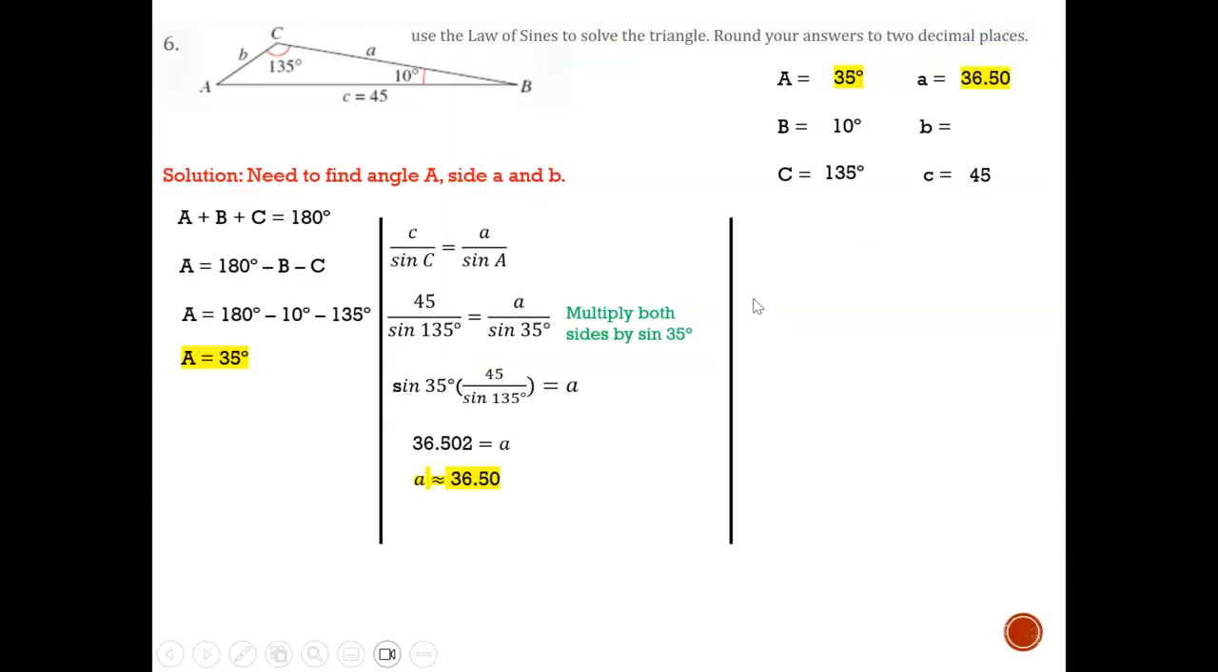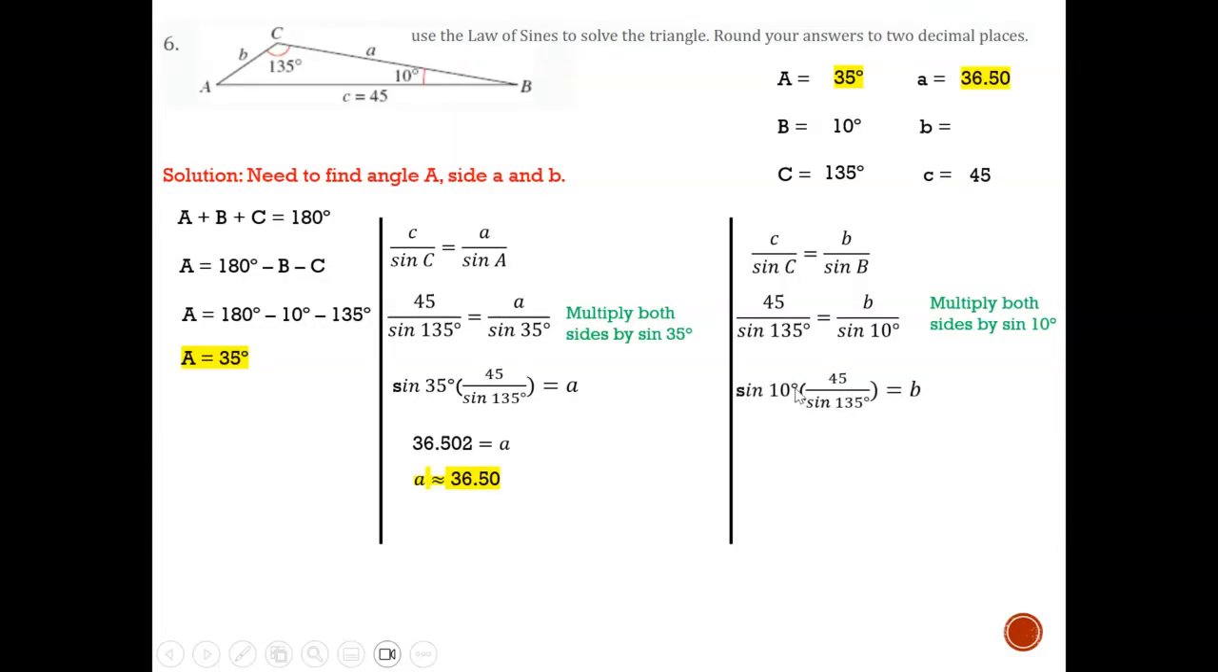Now let's find b. To find b, we're going to use the same original pair, which will be little c over sine of C equals little b over sine of B. Let's plug in all the values that are given. Now I'm going to multiply both sides by sine of 10 degrees. So sine of 10 degrees times 45 over sine of 135 degrees equals b. Enter this in the calculator, and it's going to give us 11.050. So it's going to be 11.05.